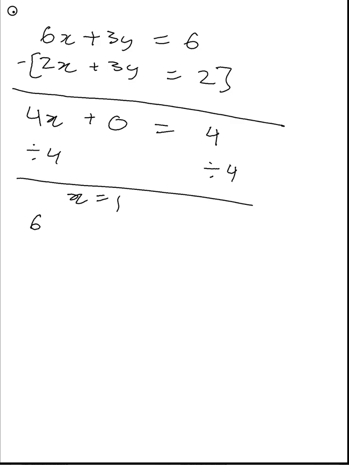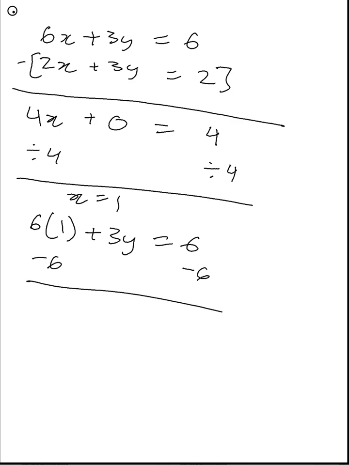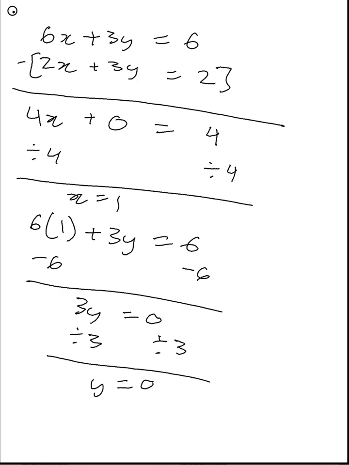Then if you plug it into the first one, 6 times 1 plus 3y is equal to 6. Subtract 6 from both sides, you get 3y is equal to 0. Divide by 3, so then y is equal to 0. You can see how we solved our system of equations pretty easily from just subtracting the two equations from each other.